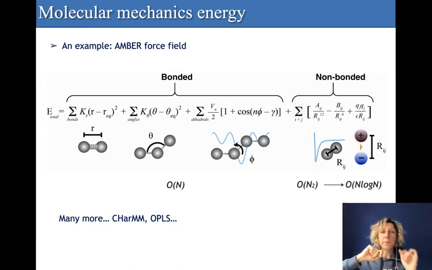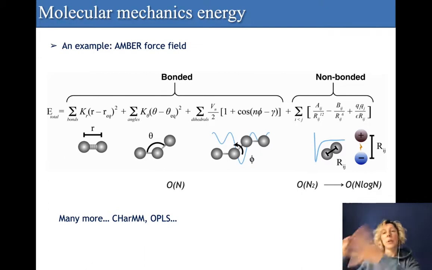The first two terms have a harmonic form, so it's just a harmonic potential where we approximate this bond or this angle with a spring, essentially. So you have K, which corresponds to the spring constant. This is a sum over all the pairs of atoms that are linked by a covalent bond, all the triplets of atoms that are linked by covalent bonds, where you can define an angle, and all the sets of four atoms for which you can define a torsion angle.